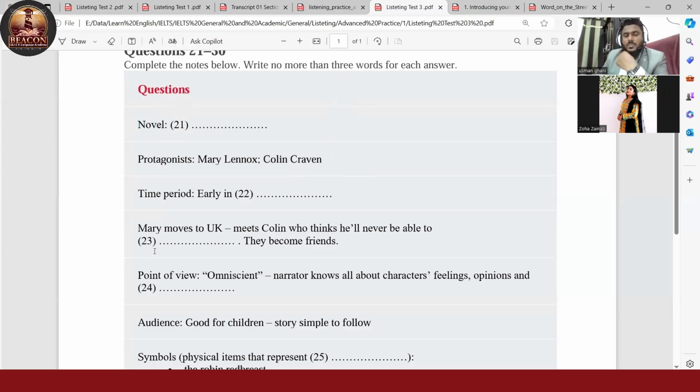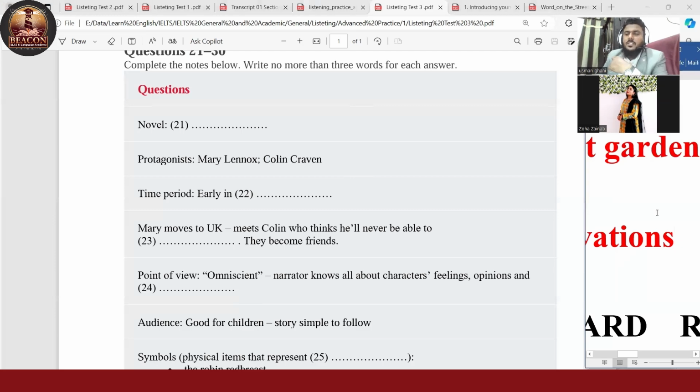And what should be put in place of question 23? To walk. Never be able to do is written, so walk. Walk. Very well then. Your answer is correct. And point of view, omniscient narrator knows all about characters, feelings, opinions, and motivation. What their motivations are. Very well then. So these are the answers.